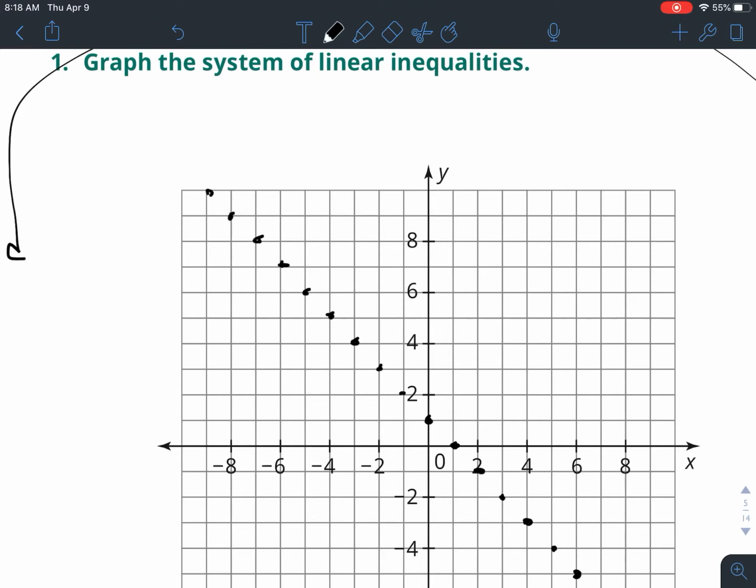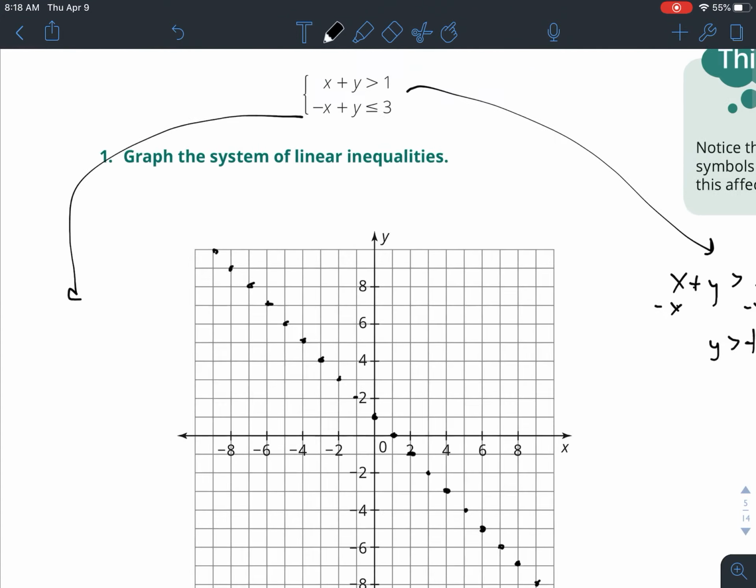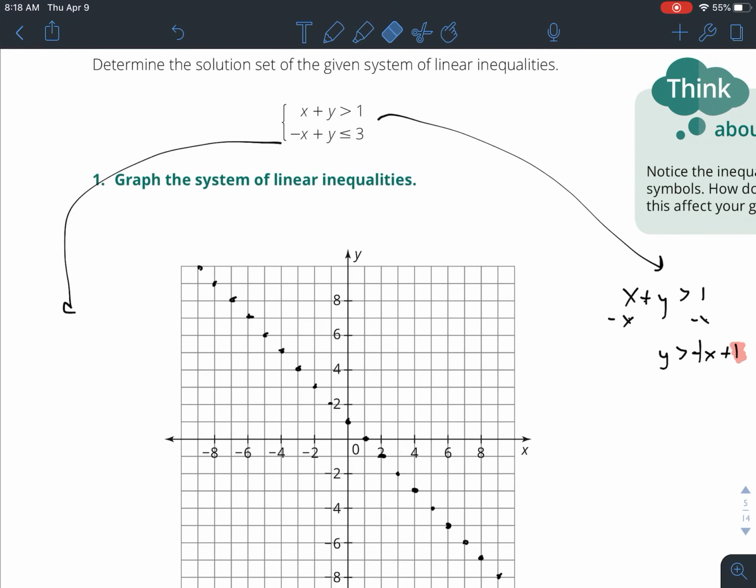Because we are using that symbol, this is a dashed line, so you can just leave the dots like that. It's a dashed line. We just leave the dots like that. You don't need to try and add dashes.